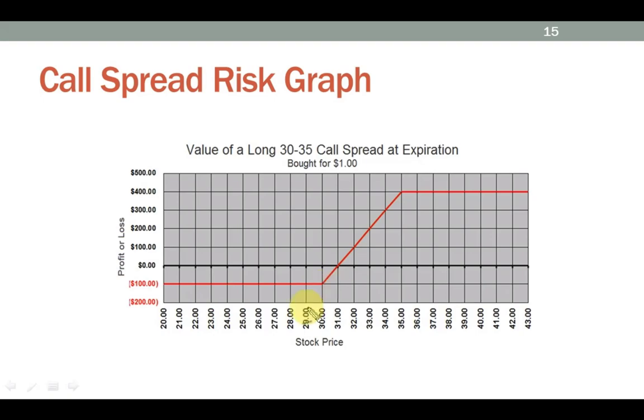I don't want to get too deep into this, but in the risk graph in this case, the value of a long 30-35 call spread, I think this really accurately depicts your risk. So here's a stock, and the assumption is the stock is right at $30. I don't like that ABC or XYZ stuff. Stock is at $30.